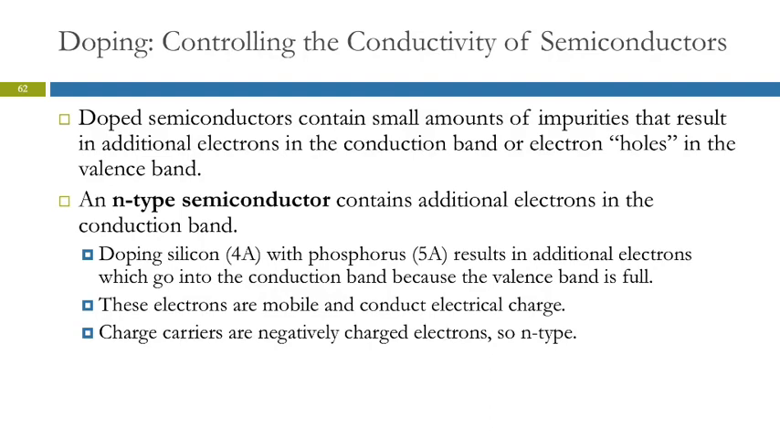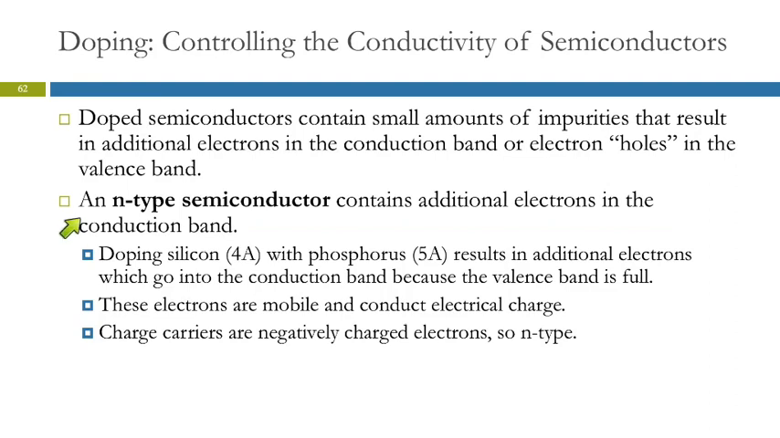Doped semiconductors have small amounts of impurities. You take a semiconductor and add a substance that has either more valence electrons than the semiconductor or fewer electrons. If you're adding extra electrons, those electrons will have to go into the conduction band. The valence band is full. If you add something that has fewer electrons, you're going to end up with holes in the valence band. So there are two types of semiconductors, N-type and P-type.